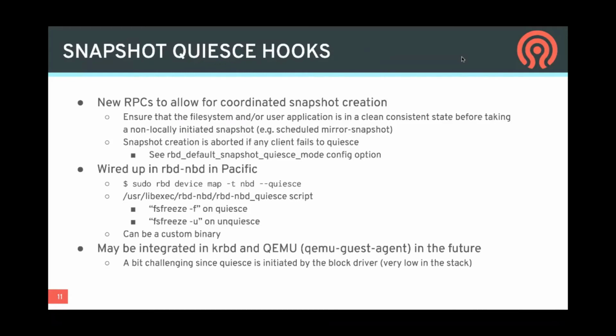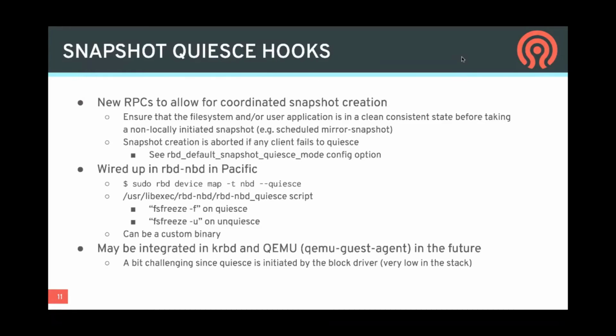In Pacific, this has been wired up in rbd-nbd. If the --quiesce flag is supplied, the daemon would attempt to freeze the file system mounted on top of its device before taking a snapshot. And it is done from a simple shell script. You can specify your own script or an actual binary that, in addition to taking care of the file system, would also take care of your applications, ensuring application level consistency.